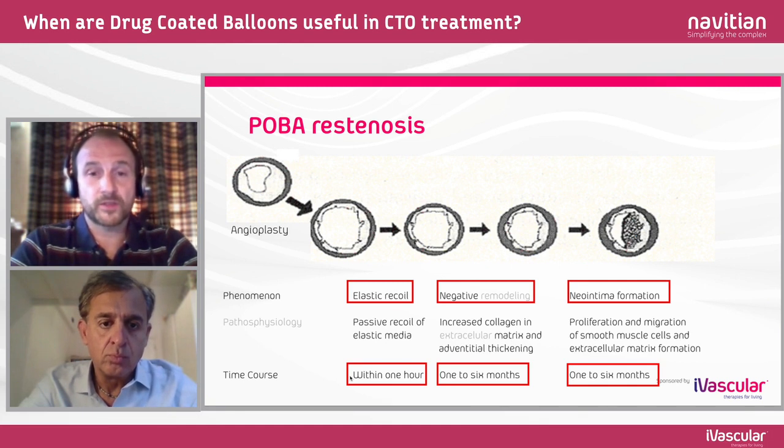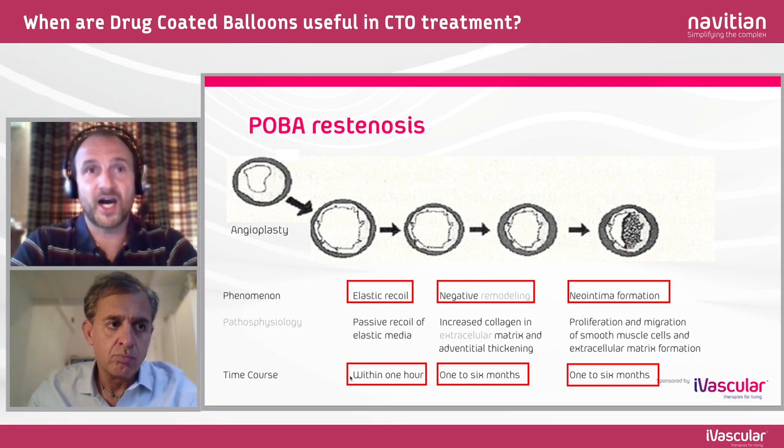Once we release and retract the balloon and we control, several phenomena can happen. One occurs pretty early, and it's called elastic recoil, a recoil of the vessel wall that tends to become smaller again pretty soon, in the first hour after our balloon. Then two phenomena occur in the long term, between 1 and 6 months. One is negative remodeling, which is similar to the shrinkage of a scar in our tissue. So the vessel gets smaller progressively due to this shrinkage phenomenon.